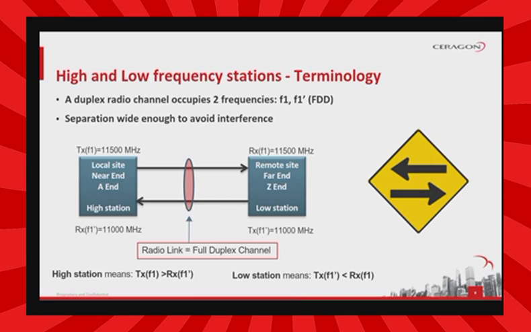A high station is the endpoint transmitting on the highest carrier frequency. This endpoint is receiving on the other carrier frequency that will be lower. The opposite situation applies for the low station. This station transmits on the lower frequency from the paired frequencies.